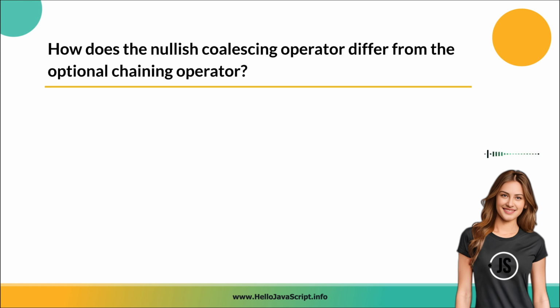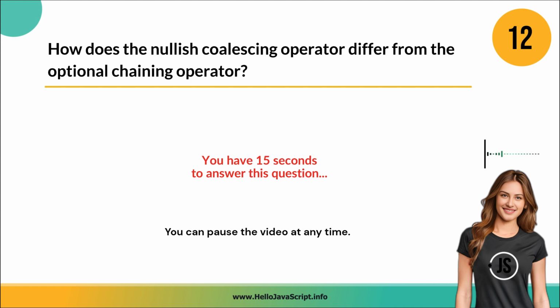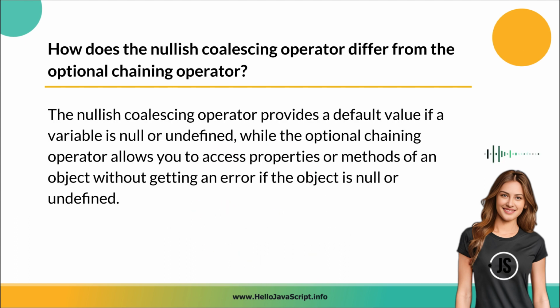Now, for the final question. How does the nullish coalescing operator differ from the optional chaining operator? This is the correct way to answer this question. The nullish coalescing operator provides a default value if a variable is null or undefined, while the optional chaining operator allows you to access properties or methods of an object without getting an error if the object is null or undefined.